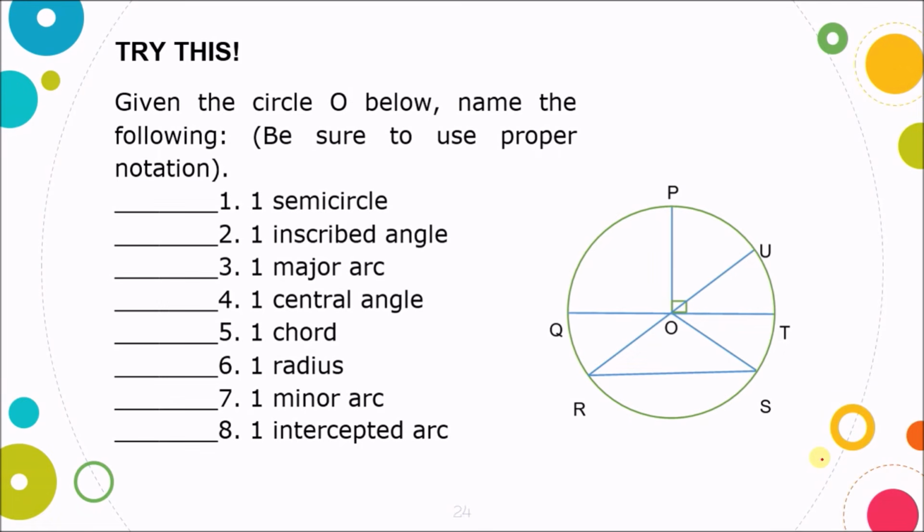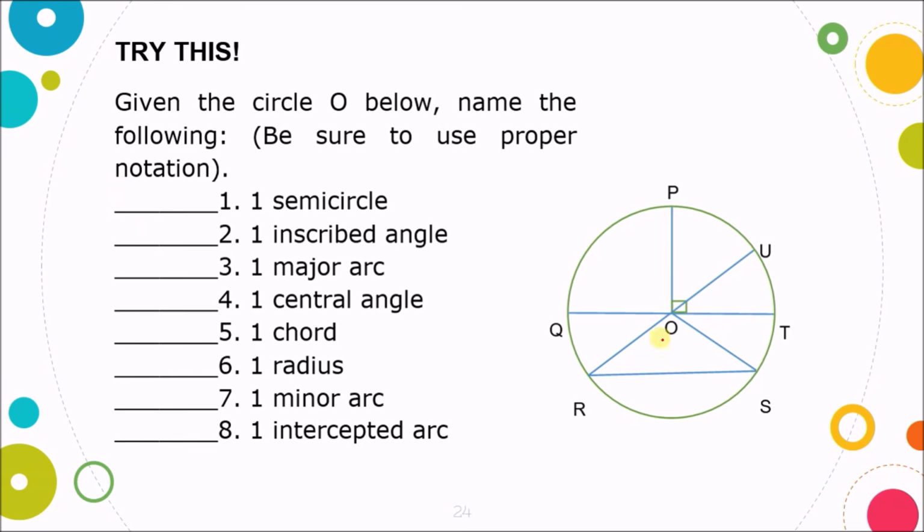Okay, this is the second to the last part of our presentation here. You're going to solve the following. Be sure to use proper notation or symbol. Hanapin nga natin, nasan dito yung semicircle. You can pause the video if you want, and then check your answer later on.